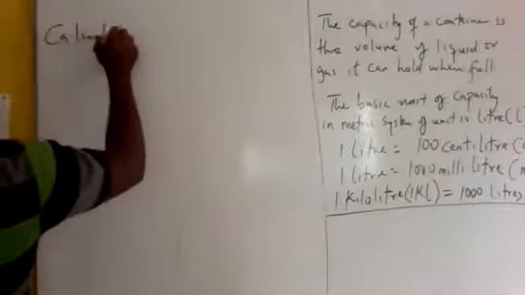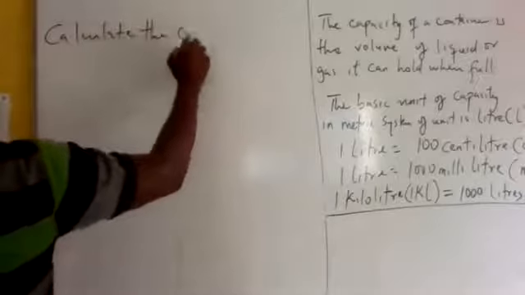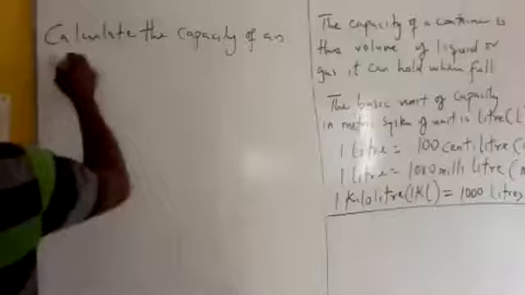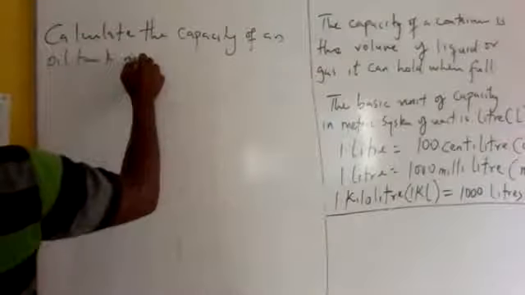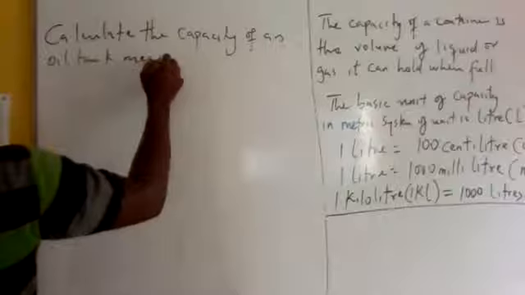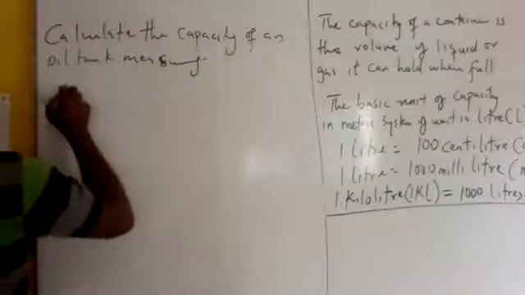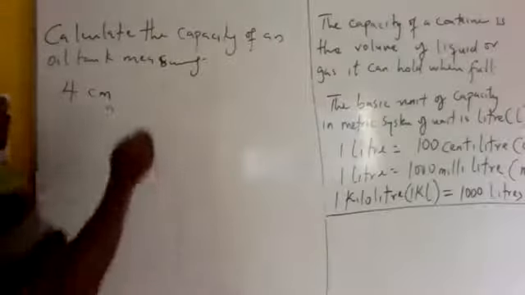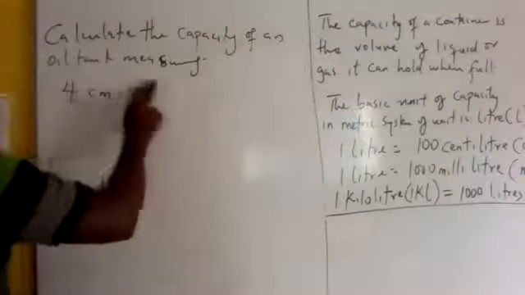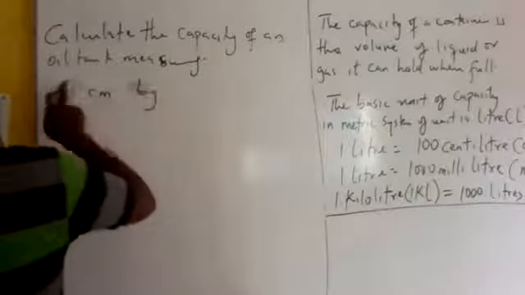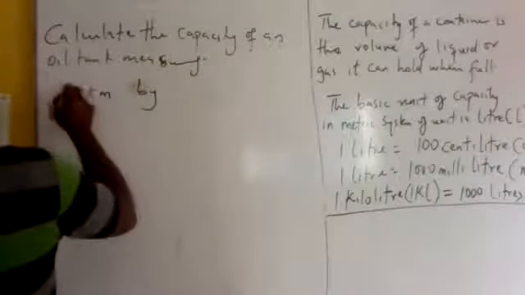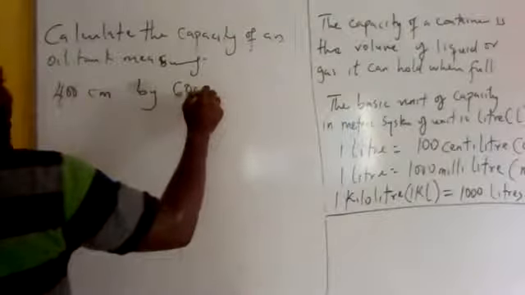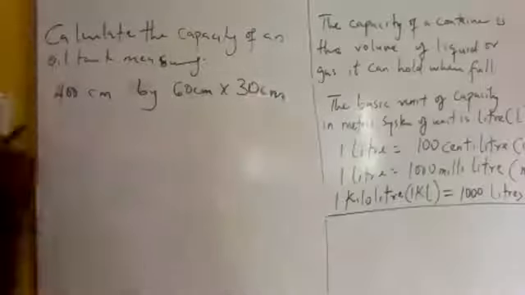Calculate the capacity of an oil tank, measuring 400 centimeters by 60 centimeters by 30 centimeters.